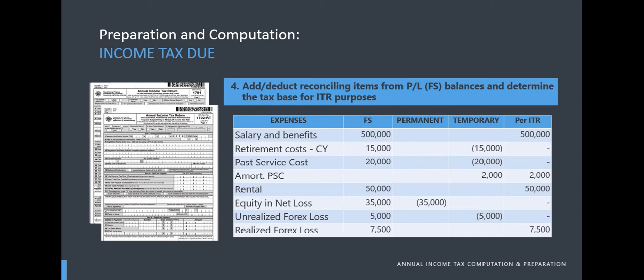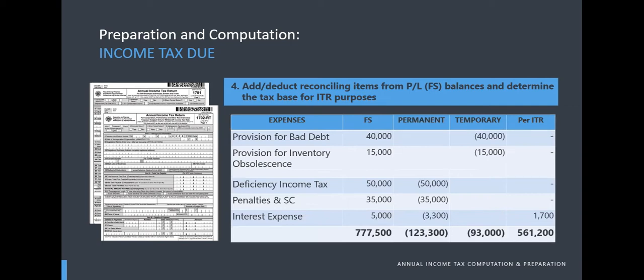Equity in net loss. It's the same concept as the equity in net earnings. So you just remove it as a permanent difference. Unrealized forex loss. Since this is still unrealized, we need to temporarily deduct it from the tax deductible expenses. So what we should only recognize is the realized forex loss amounting to 7,500.